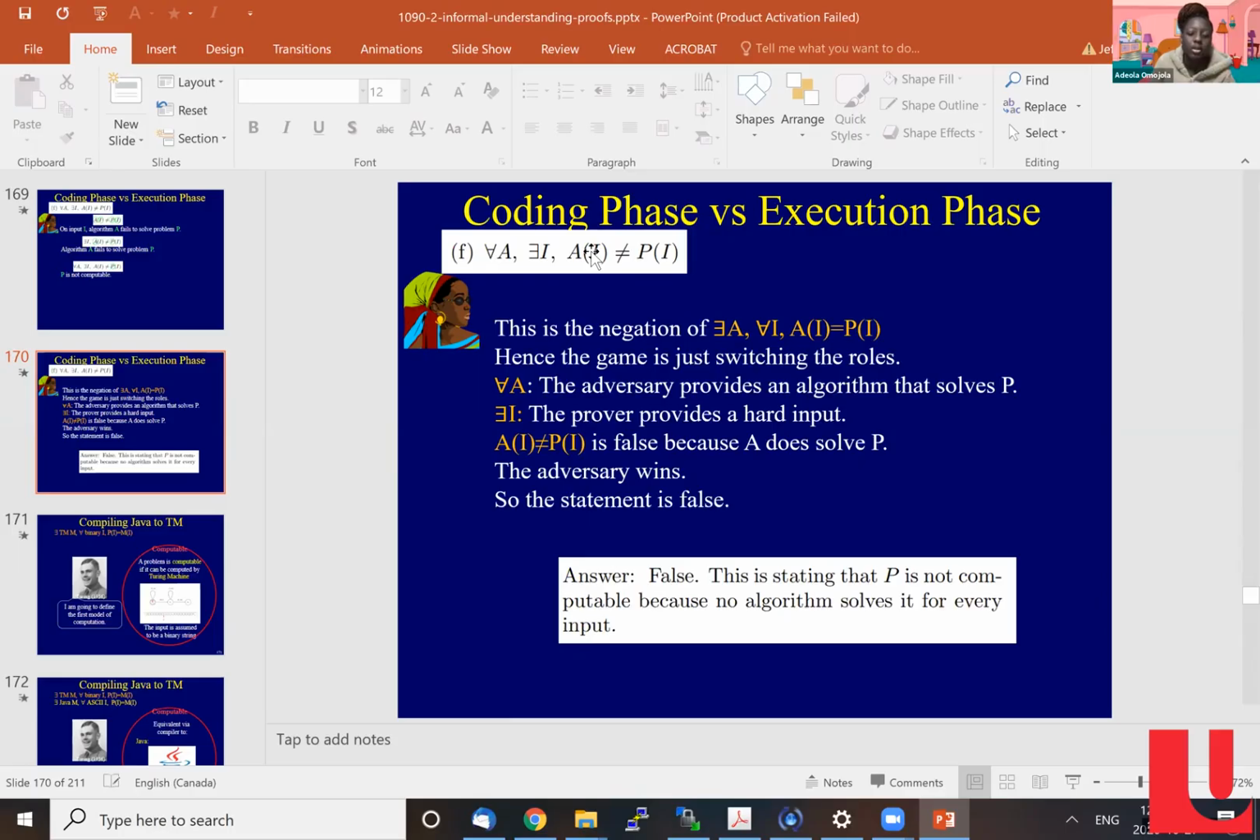I just wanted to be clear. What we're trying to do now is use the negation to prove the actual thing. These are negations of each other. You show for every algorithm there is an input on which it doesn't give the right answer.